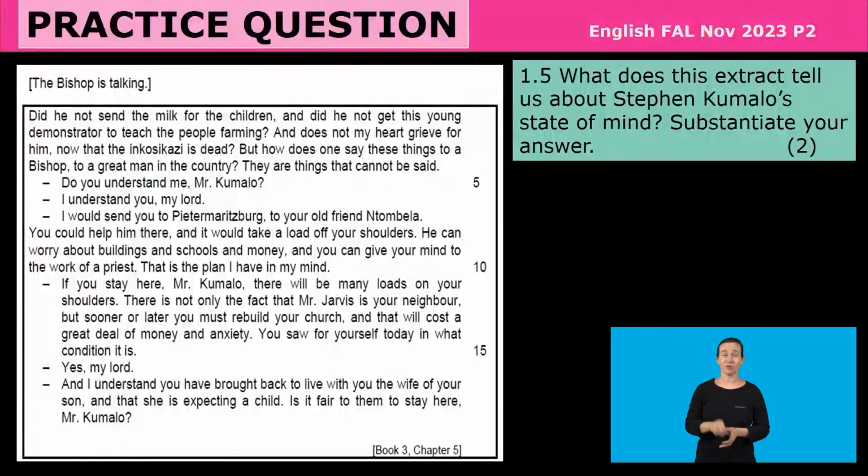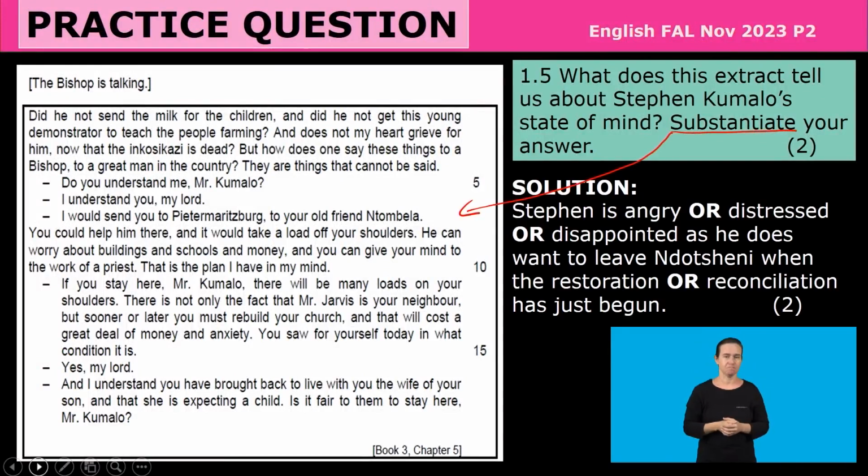And why does he feel that way? So substantiating your answer means you're going to have to find the evidence in the extract that is given to you, all right? So let's see what is included in the solution. Right, so he is angry or distressed or disappointed as he doesn't want to leave Ndotsheni.